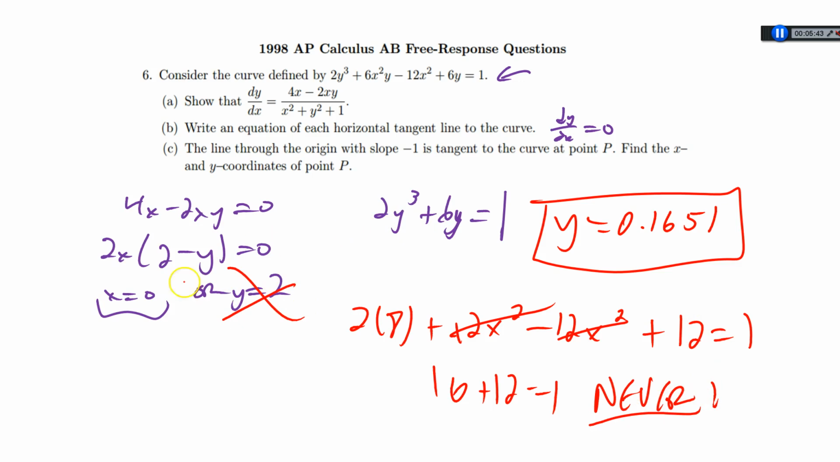So the only thing that works is when x equals 0, y equals 0.1651, and the slope is 0. Now, if you didn't like that I just wrote y equals, we could write y minus 0.1651 equals our slope, which is 0, times x minus the x-coordinate, which was 0. But this 0 just cancels everything out here, so that's 0, and then you just add 0.1651, so it's a horizontal line. All right, cool.